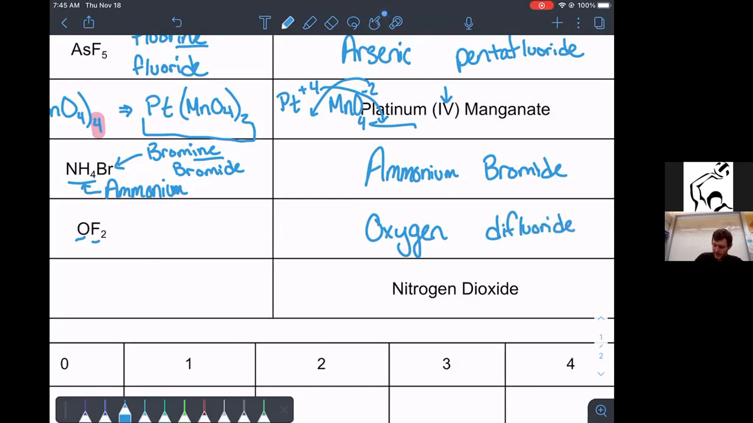And last but not least, we have nitrogen, so it's N, and there's only 1, and oxygen, which is O, and there are 2. So it becomes NO2.